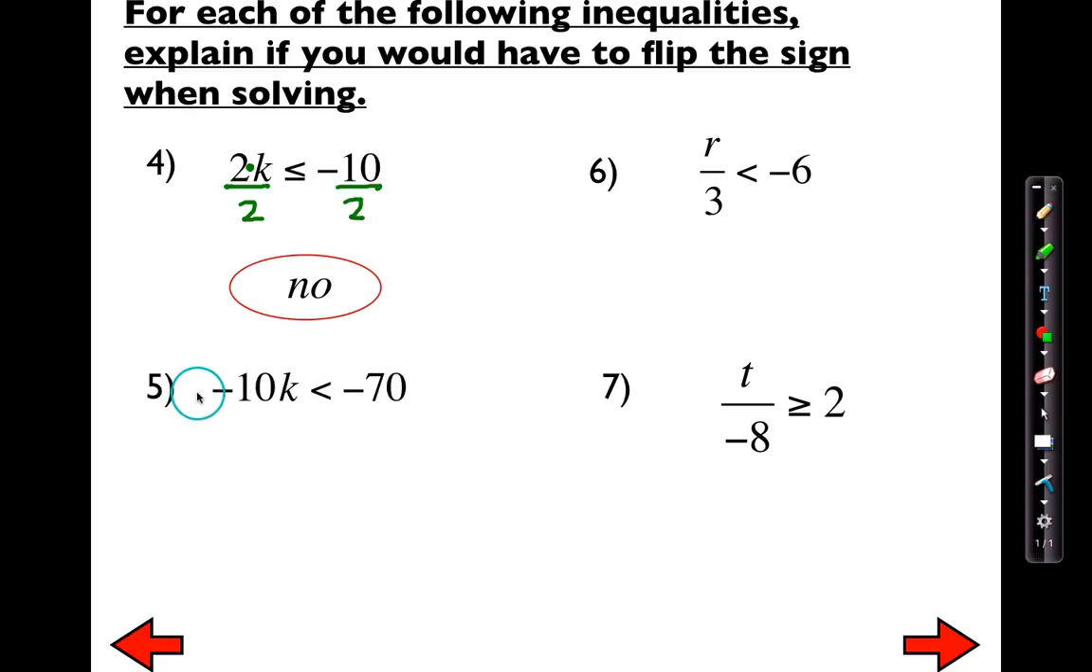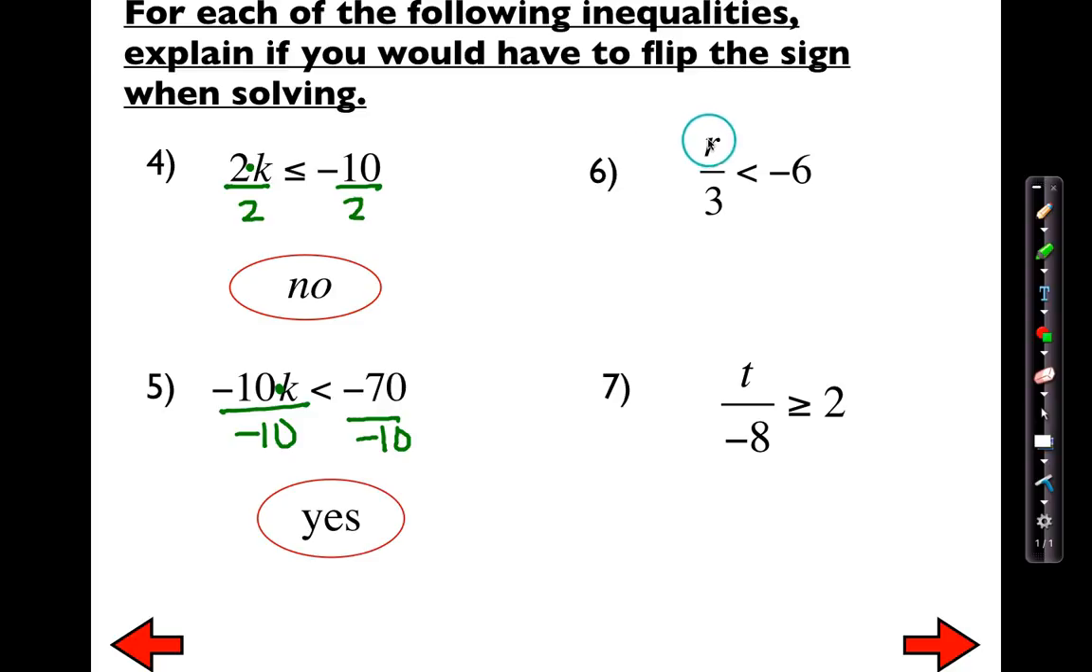Okay, for number 5, this is negative 10 times k. So the inverse of multiplying by negative 10 would be to divide both sides by negative 10. And remember, you only switch the sign if you're multiplying both sides by a negative or dividing both sides by a negative. So in this case, since we are dividing both sides by a negative 10, the answer is yes, I'm going to have to switch my sign.